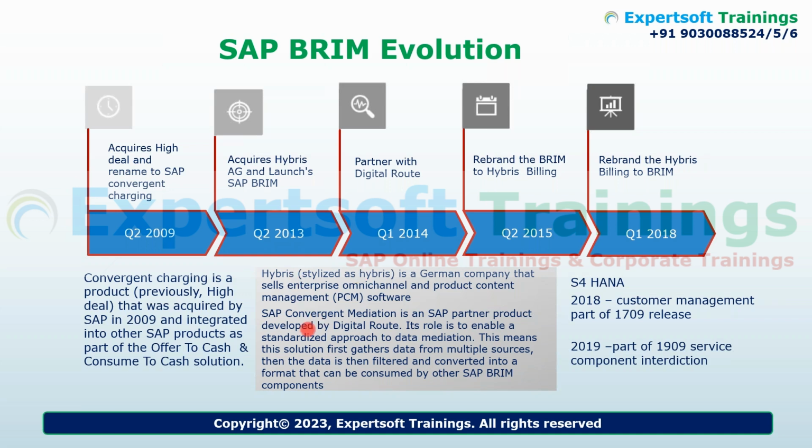Again, SAP started integrating with convergent mediation, which supports high volumes of data. Convergent mediation is another company's product. SAP convergent mediation is an SAP partner product developed by Digital Route. Digital Route is the company that supports this convergent mediation product. SAP approached Digital Route to provide software which supports a convergent charging system, and we will discuss in detail later how exactly it integrates.